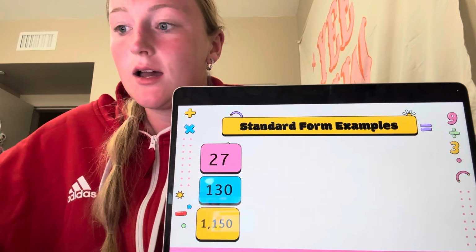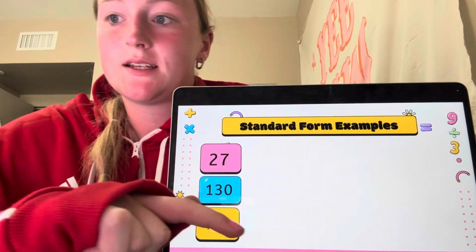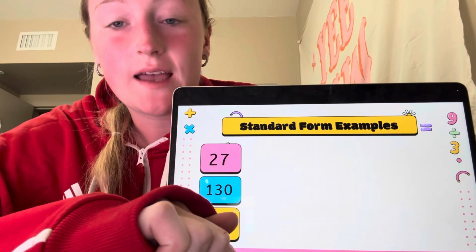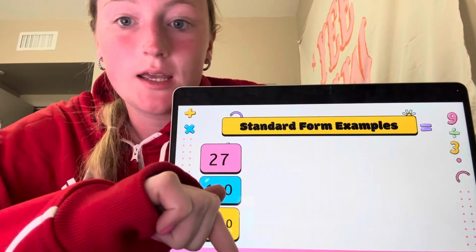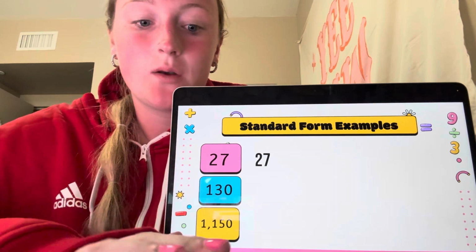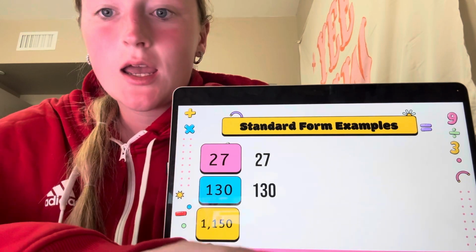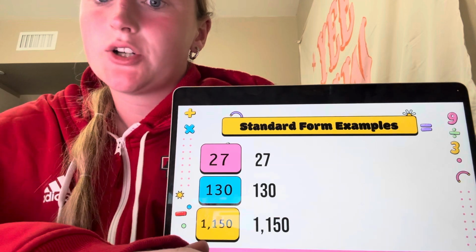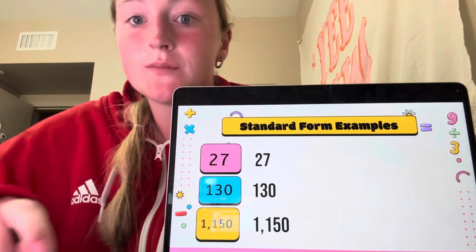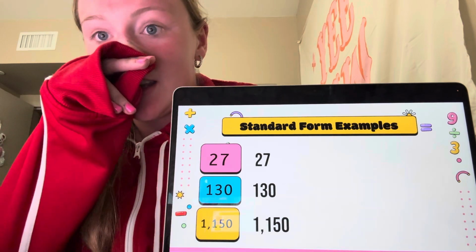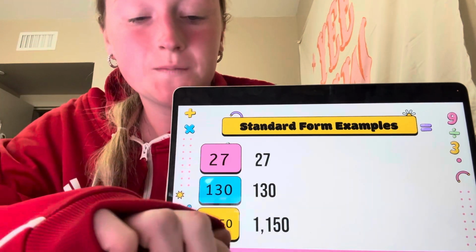The next form we're going to be discussing is standard form. So we're going to have some examples for this. So 27 in standard form is 27. And then 130 in standard form is shown like that. And then 1,150 is also shown like this. So when you hear standard form, you're always going to think the simplest form, which would be as shown.